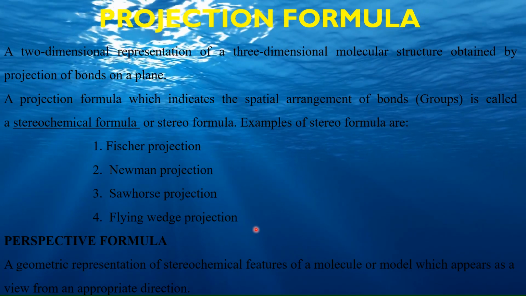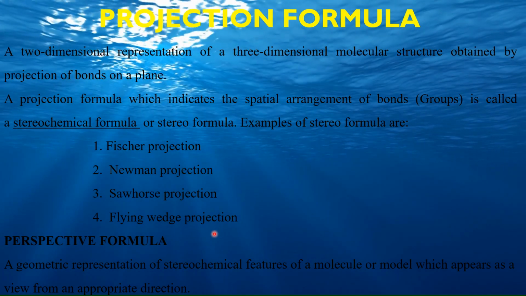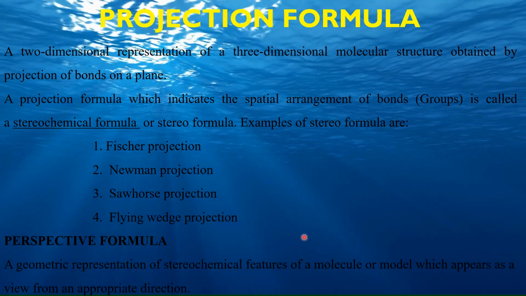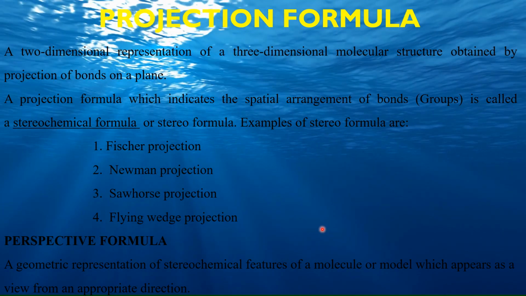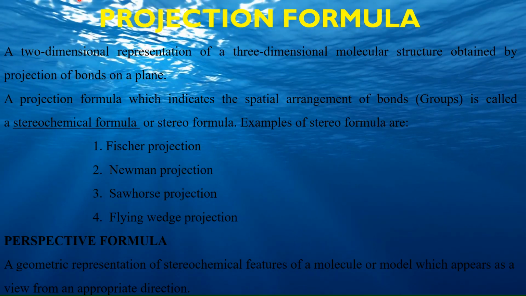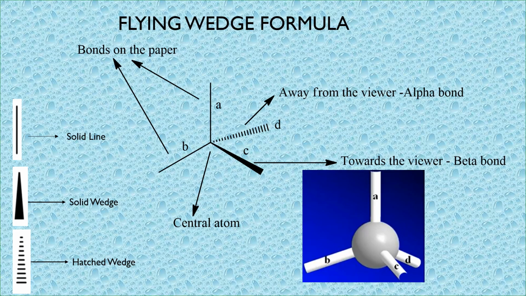Perspective formula is a geometric representation of stereochemical features of a molecule or model which appears as a view from the proper direction. Flying wedge formula. When a tetrahedral carbon with four single bonds is kept on a paper, two bonds will lie on the plane of the paper, one will go behind the paper, the other one will come above the paper.